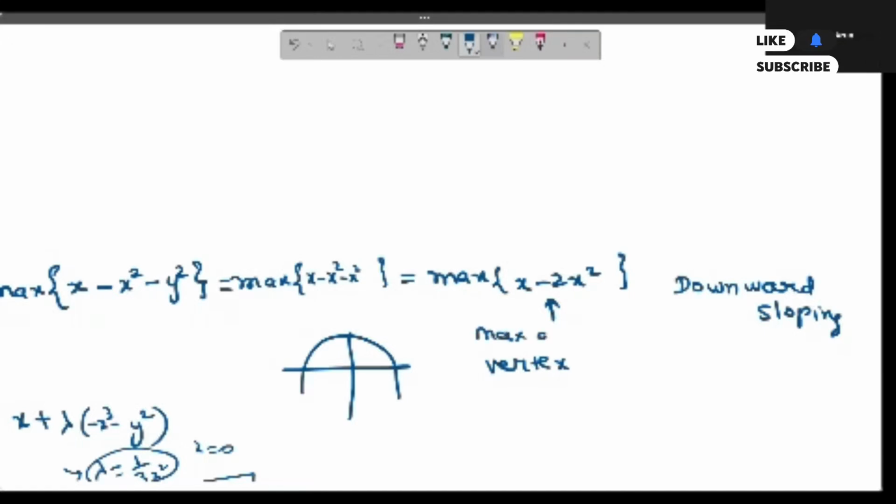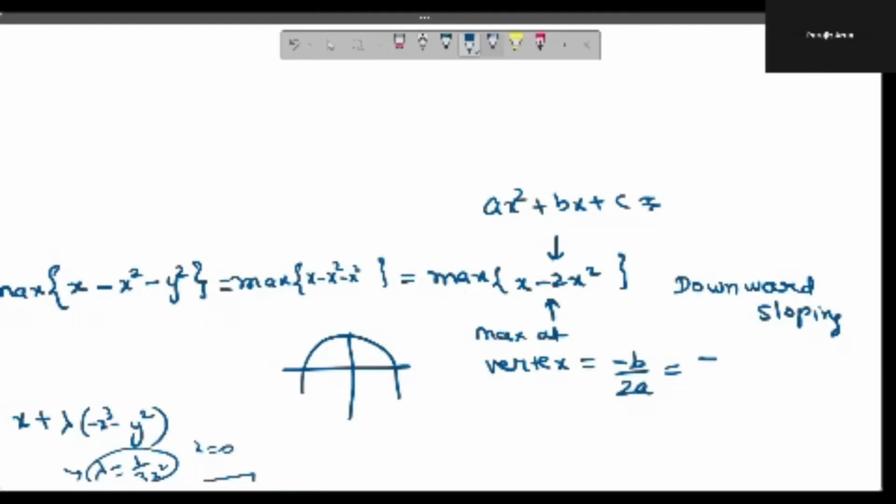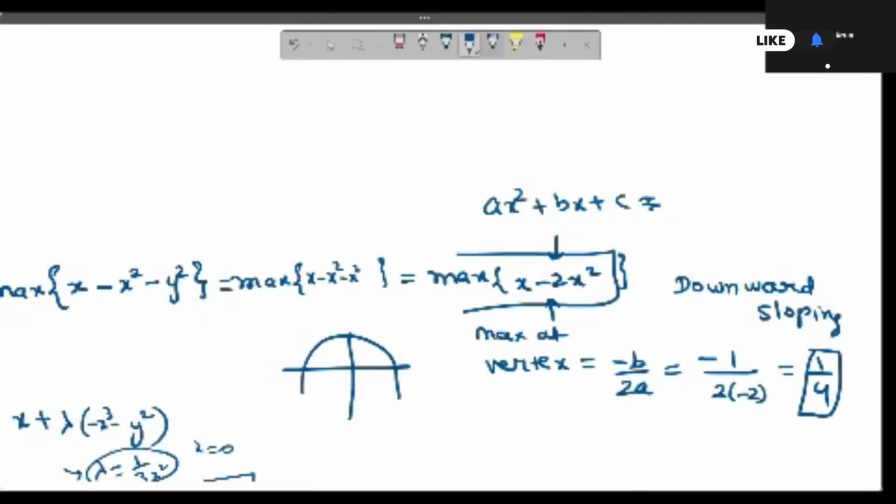Yes, ma'am. So maxima at the vertex, and the vertex formula is minus b upon 2a. So what is the coefficient if you compare it with the standard? It's going to be minus 1 divided by 2 divided by minus 2, which is 1 divided by 4. So this is my value of x. So the value of the function will be x minus 2x square with x equal to 1 divided by 4.